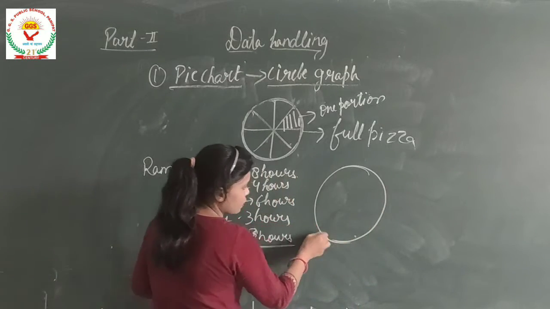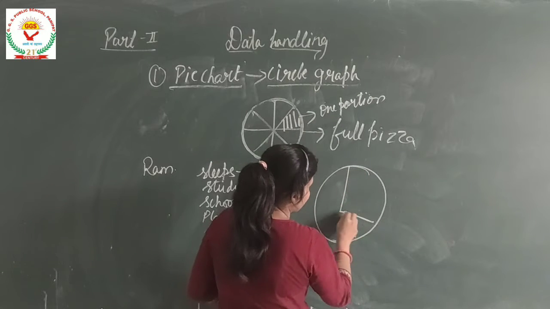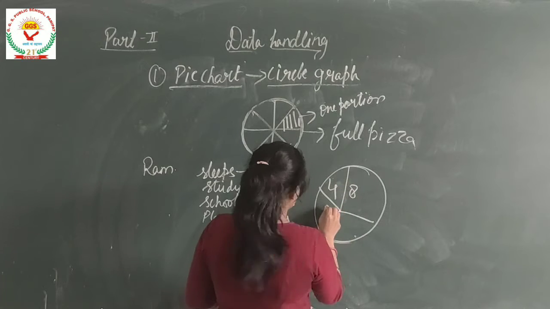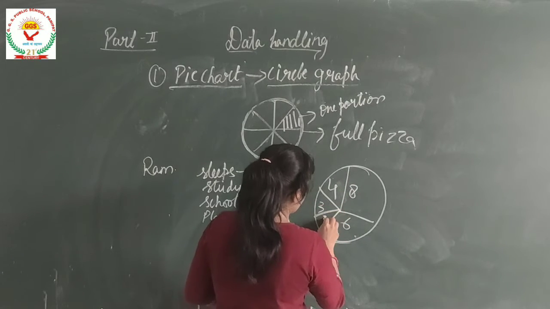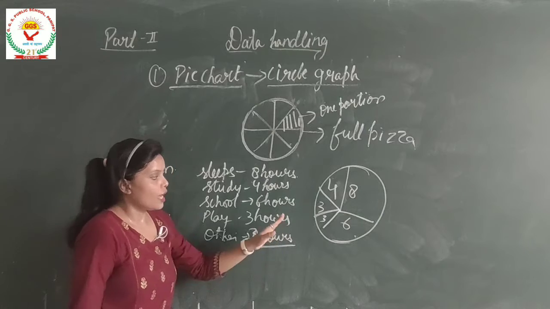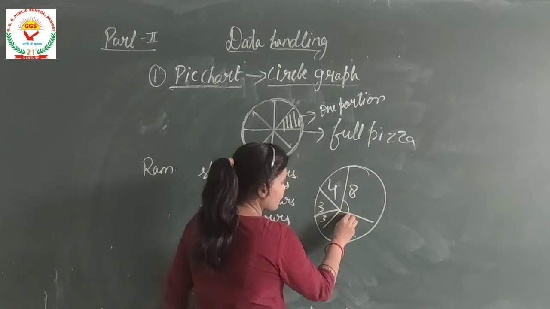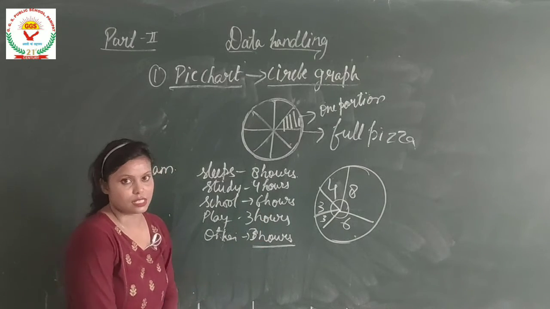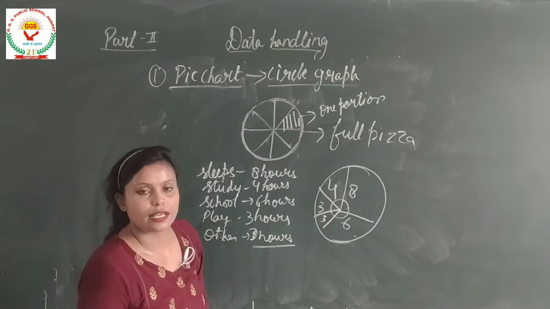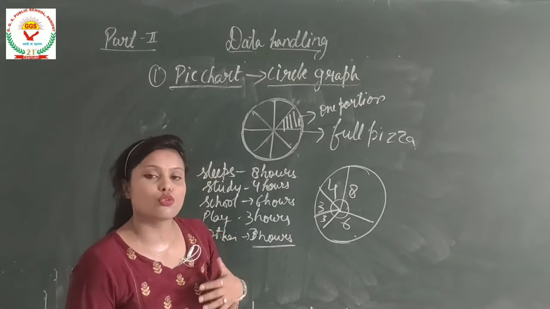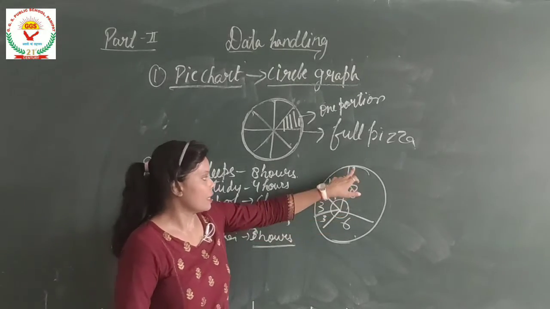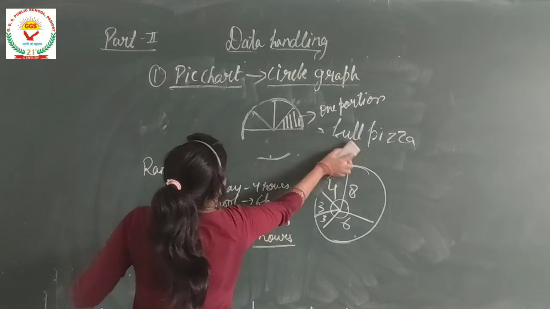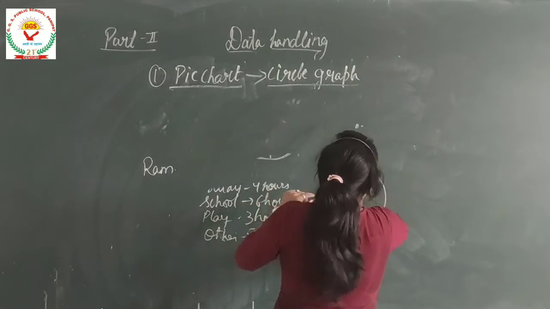We will draw a circle and represent this data like this. But have you noticed the degree of the angle here? How will we find this out? For this, let's take another example in which I will show you how to find the degree, this angle for the data.